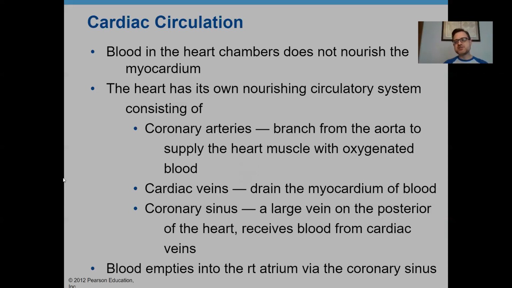So, cardiac circulation. Your heart is a very giving organ. Lots of blood flows through your heart, right? But the heart itself isn't nourished by the blood going through the heart. The heart's nourished by its own circulatory system. Let me show you a quick picture.